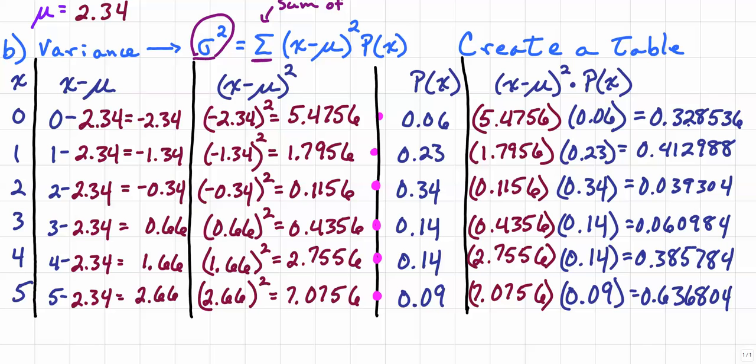Once we've gone through this entire table and filled in every component, we are going to sum the final column, which means that we want to go ahead and total this column right here. And that will be equal to 1.8644. And that is going to be the variance.